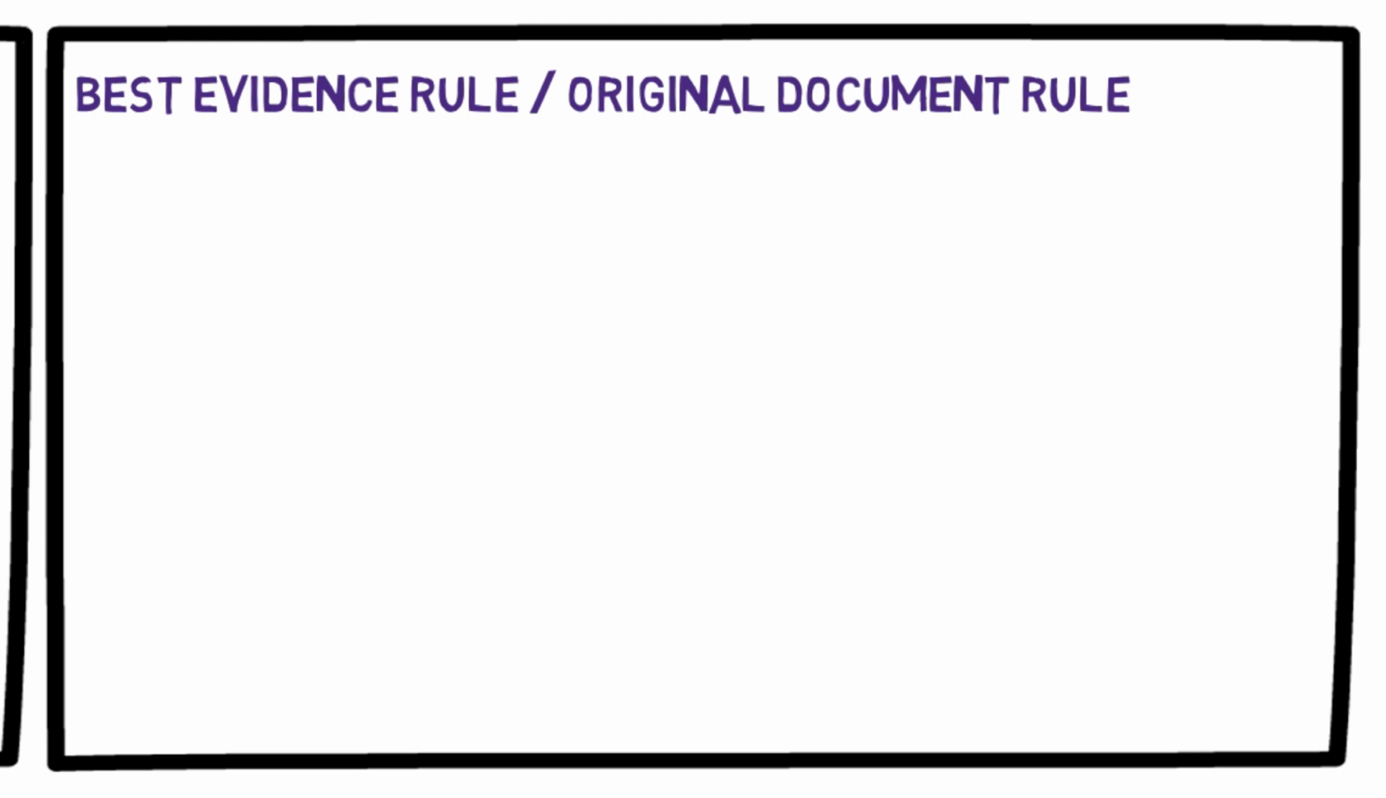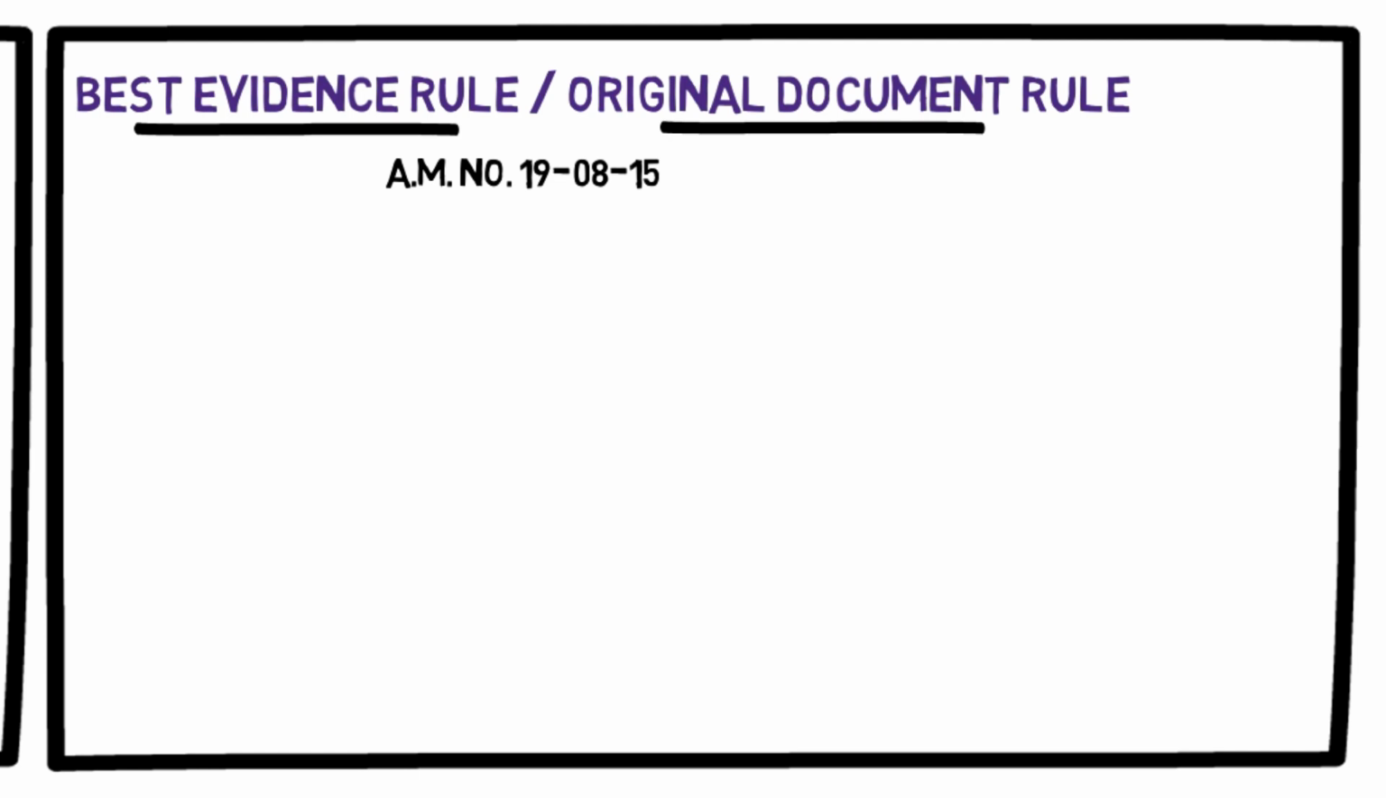Before the 2019 proposed amendment on the Revised Rules on Evidence, or Administrative Matter number 19-08-15, this rule is called Best Evidence Rule. May 1, 2020 onwards, the date of the effectivity of the administrative matter, the rule will now be called Original Document Rule.